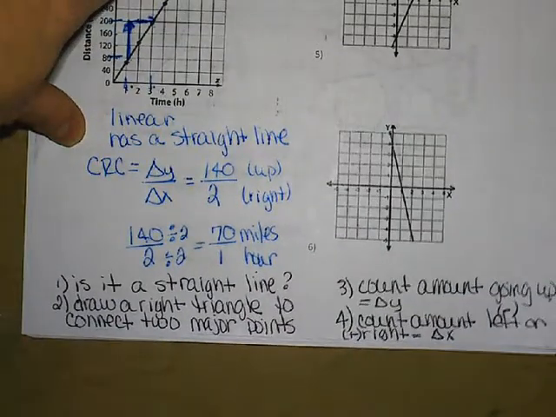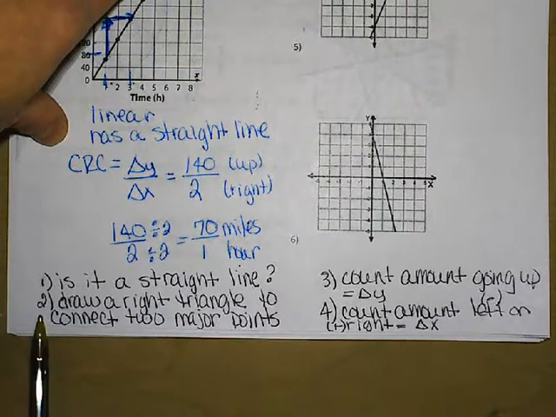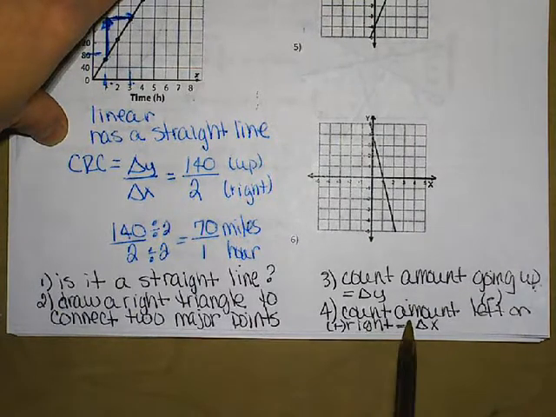Let's review that again since you couldn't see it. Step 1: is it a straight line? The first thing you want to do is make sure it is a straight line. Step 2, draw a right triangle to connect 2 major points. You want to make sure that your right triangle is actually above the line. Make sure you're always above the line. Count the amount going up. That is your change in y. Then you want to count the amount going left or right for your change in x.